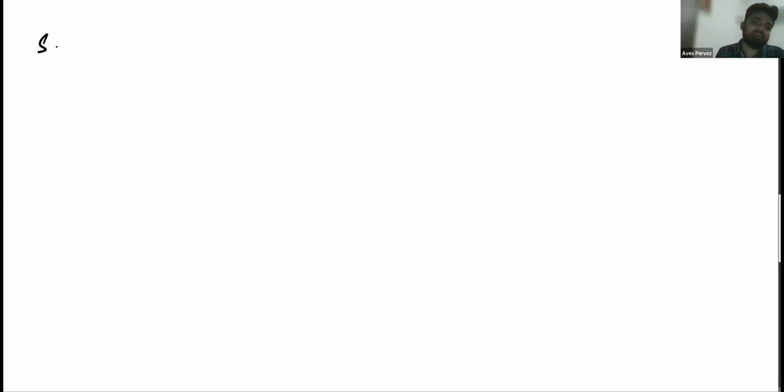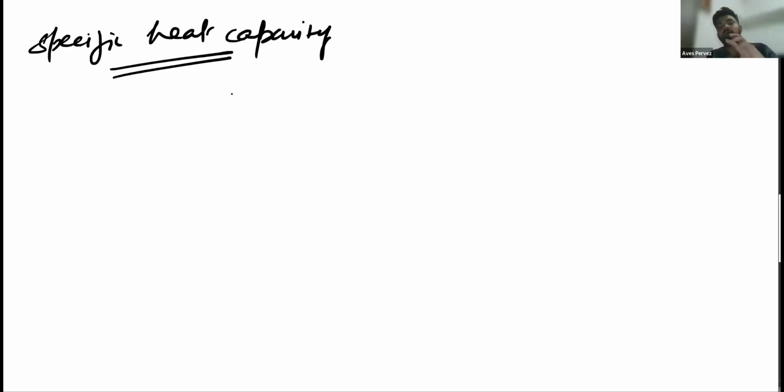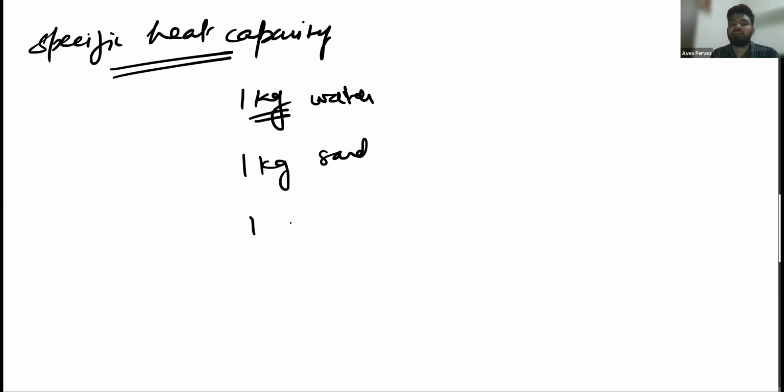What is specific heat capacity? It is the amount of heat required to increase the temperature of a particular substance by 1 degree. For example, you have 1 kg of water, 1 kg of sand, and another 1 kg of H2SO4, sulfuric acid. You start heating them.